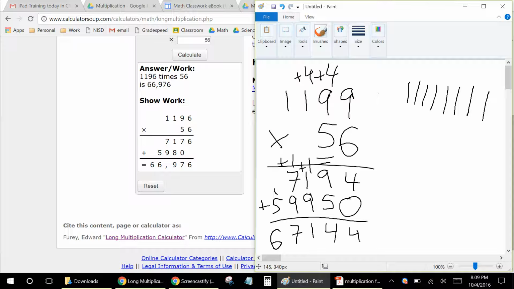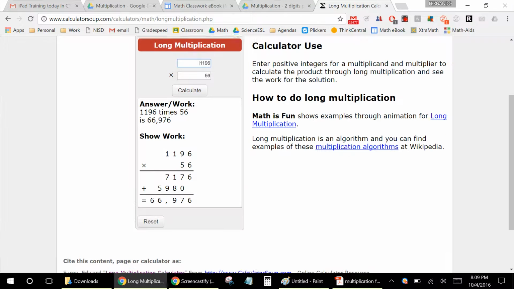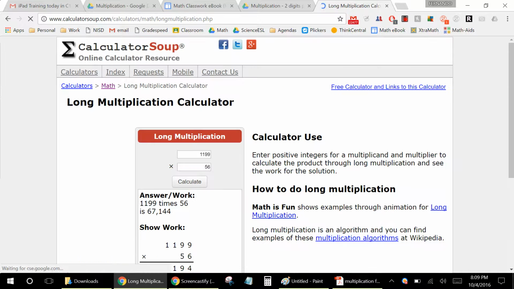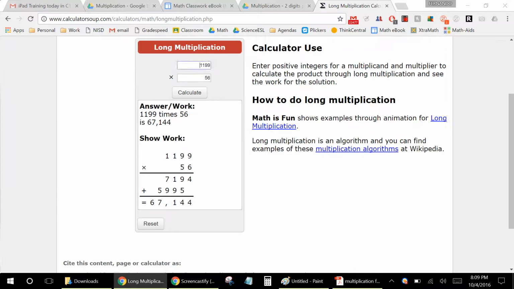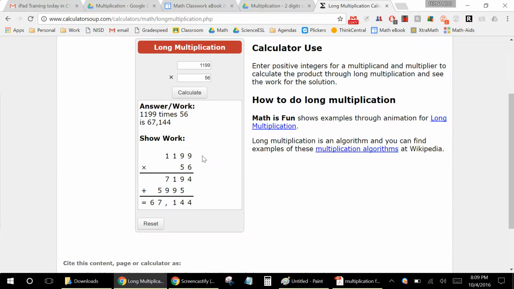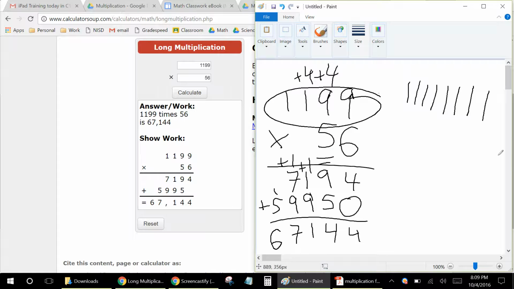What did I do wrong? Oh! Scary, Mr. Milmo. Scary. 1199 times 56. Okay. Yay! We got it correct: 67,144. Make sure you compare the numbers. The first time I put in the calculator it was 1196. Obviously, that was the wrong answer.